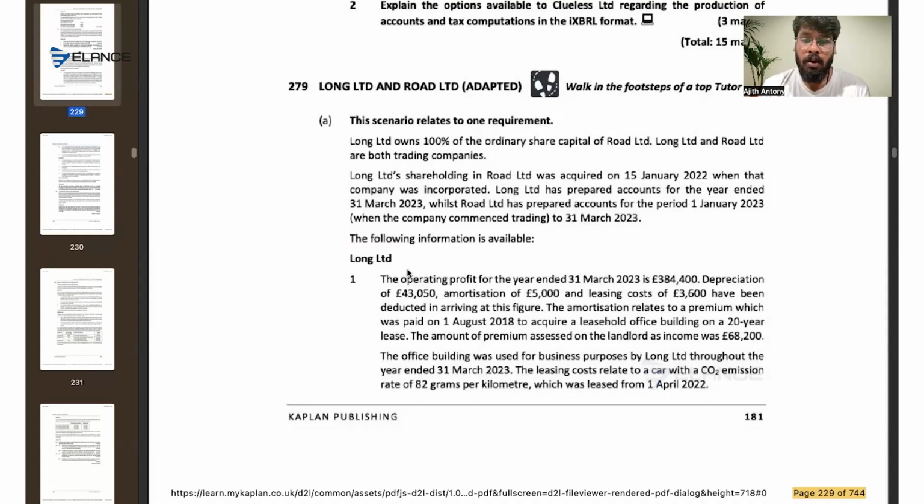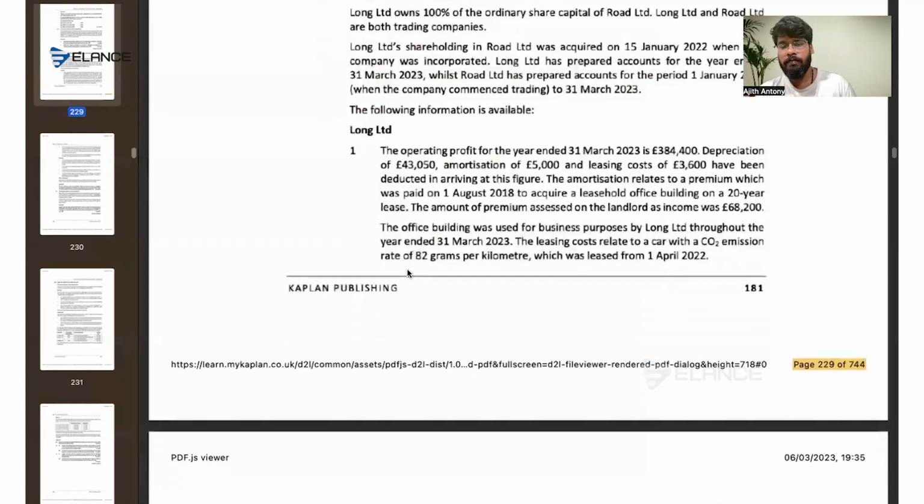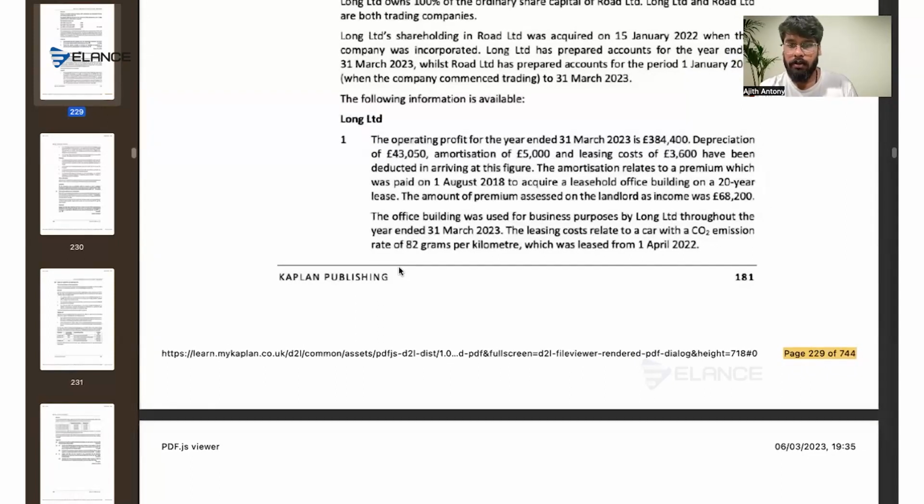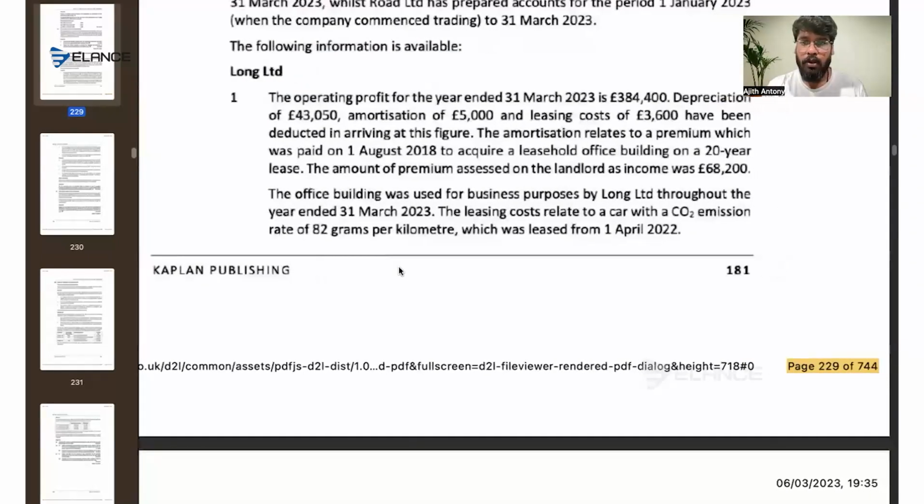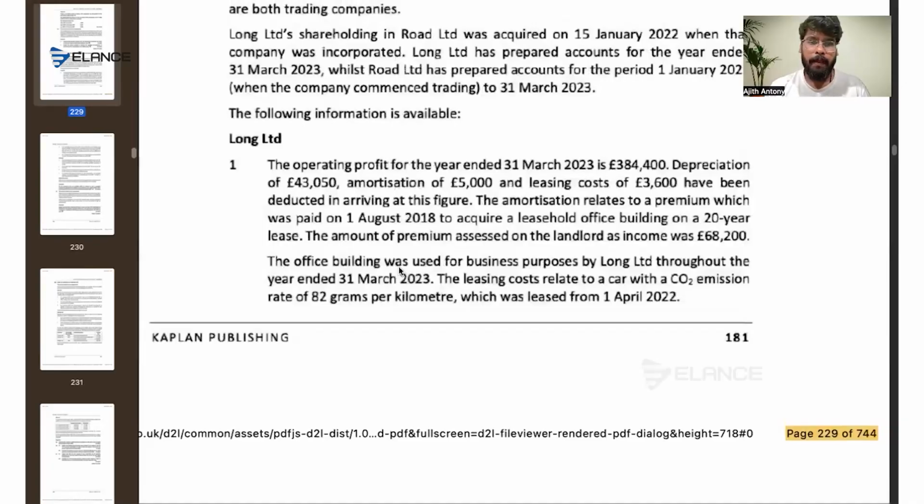Long Limited has prepared accounts for the year ended 31st March 2023, whilst Rod Limited has prepared accounts for the period 1st January 2023 to 31st March 2023. So these are the accounting periods of both companies. Let us find out the corporation tax liability of Long Limited. So let us start with the scenario of Long Limited.